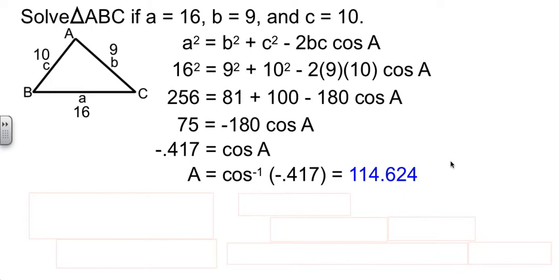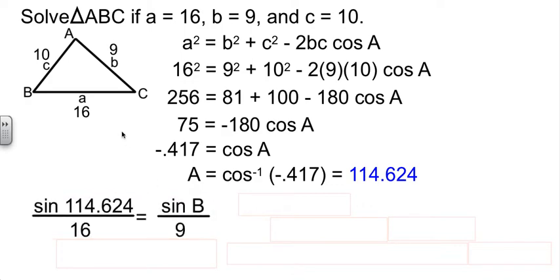Well, now that I have that, I can go to law of sines. Okay, I have angle A and I have side A. Those two go together. I'm going to go after just the next angle in line, A, B, C, so I'm going after B. No special reason. Sine of B over side B.